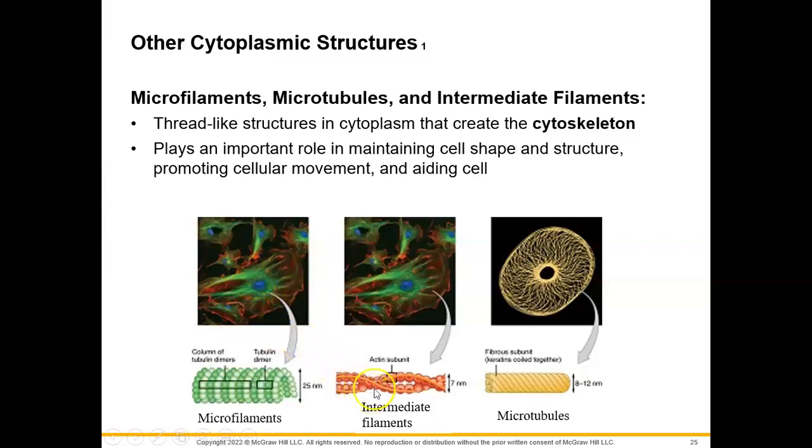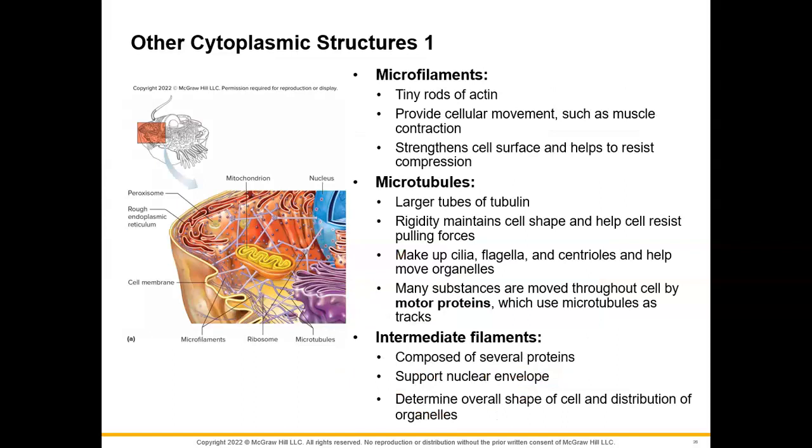And then the intermediate filaments were dyed this red color, and then the microtubules were dyed this brown. These provide the scaffolding, structure, and aid in organization of the cell. Microfilaments are tiny rods of actin protein. They provide cellular movement such as muscle contraction. They also strengthen cell surfaces and help resist compression.